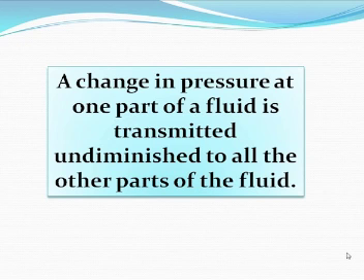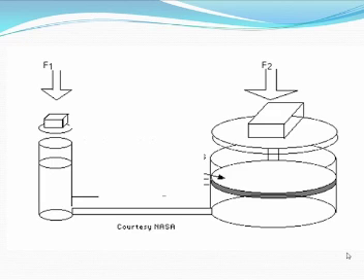A change in pressure at one part of a fluid is transmitted undiminished to all other parts of the fluid. That's called Pascal's law. In other words, if there's a change in one tiny area part, it transmits right through. Now here's a device filled with usually oil, and it's like a cylinder, and I can apply a force to one side of the cylinder. Here it's 100 newtons, and pretend it's a very small cylinder, say a square centimeter.